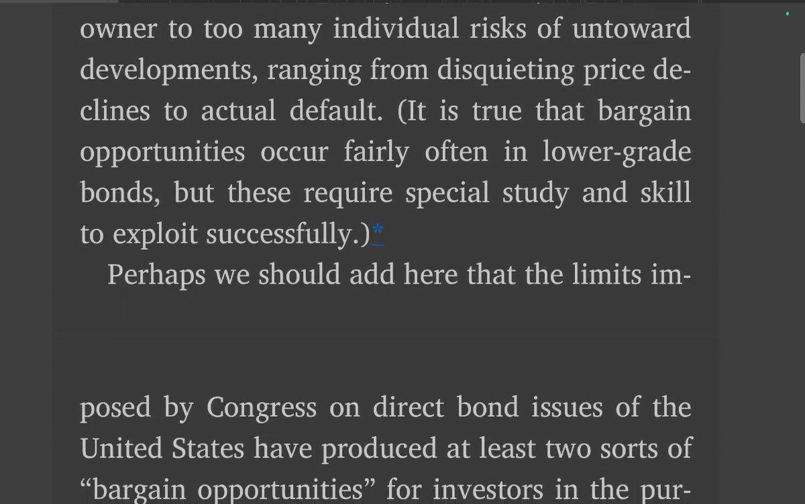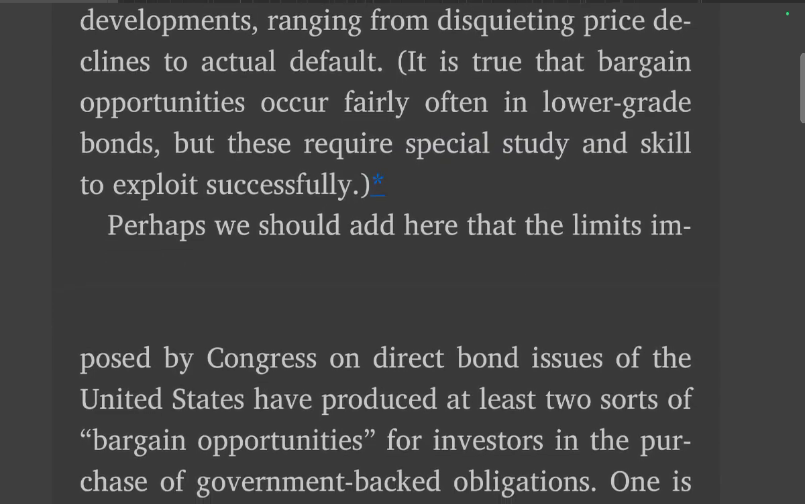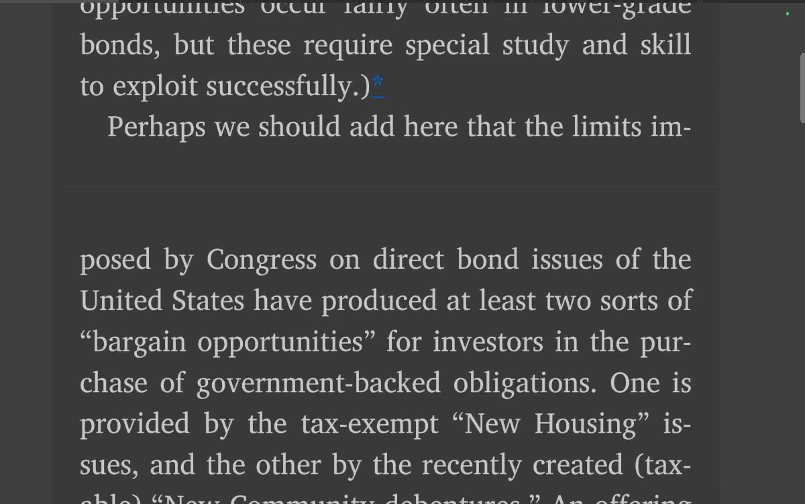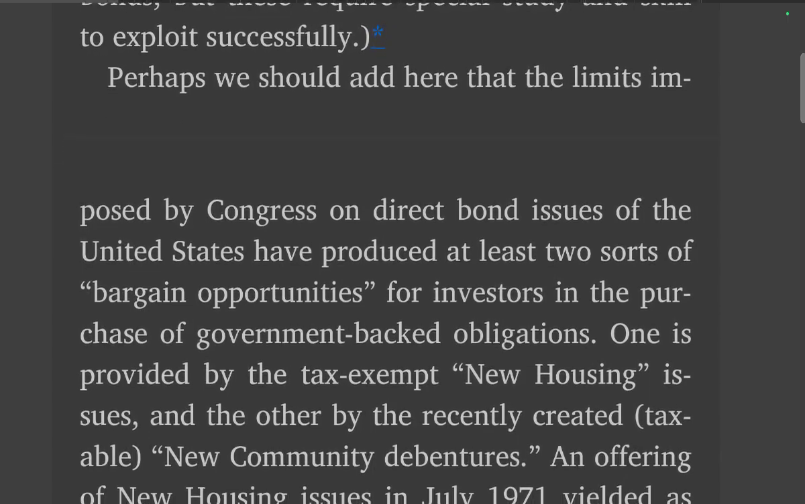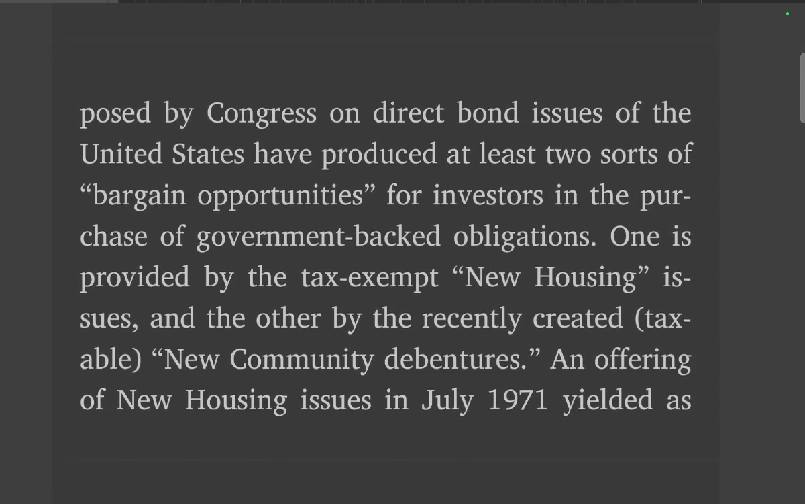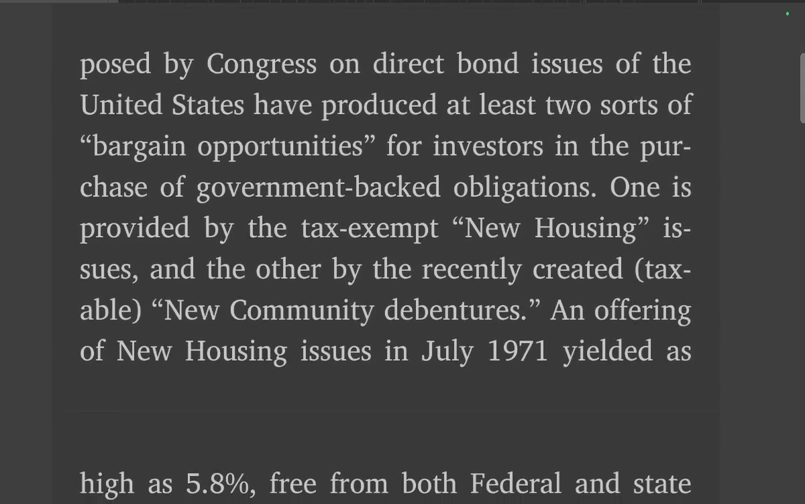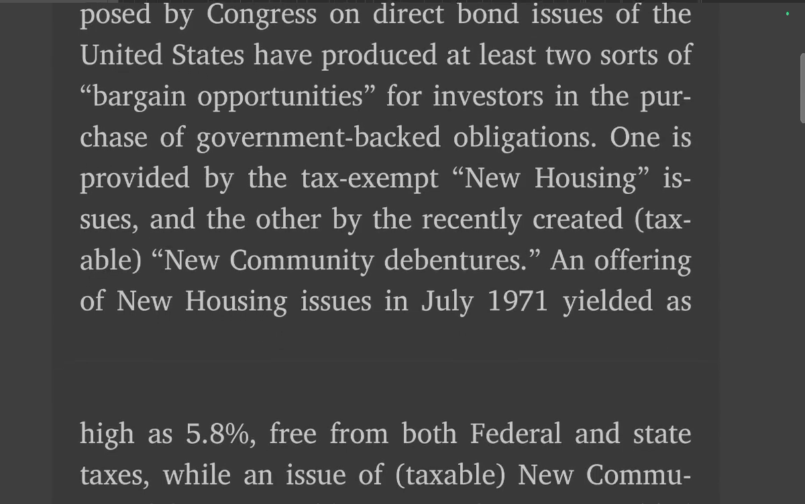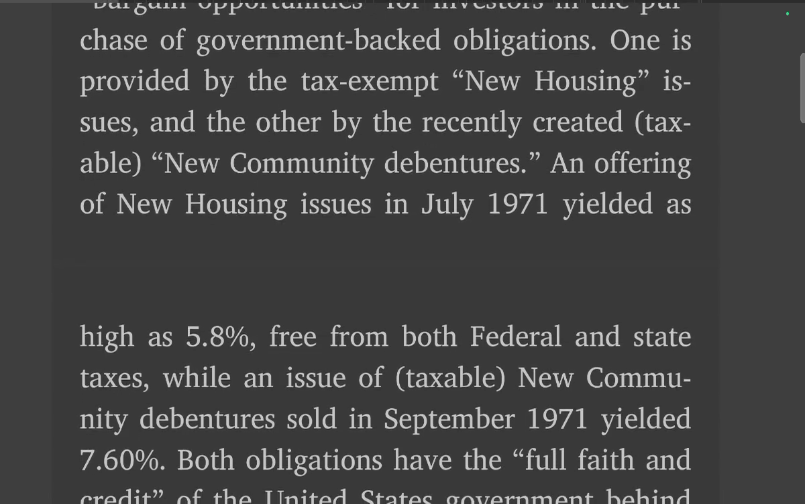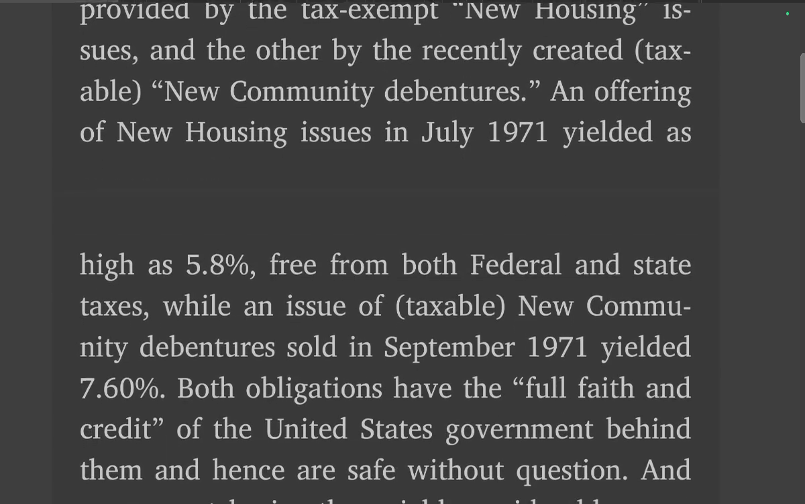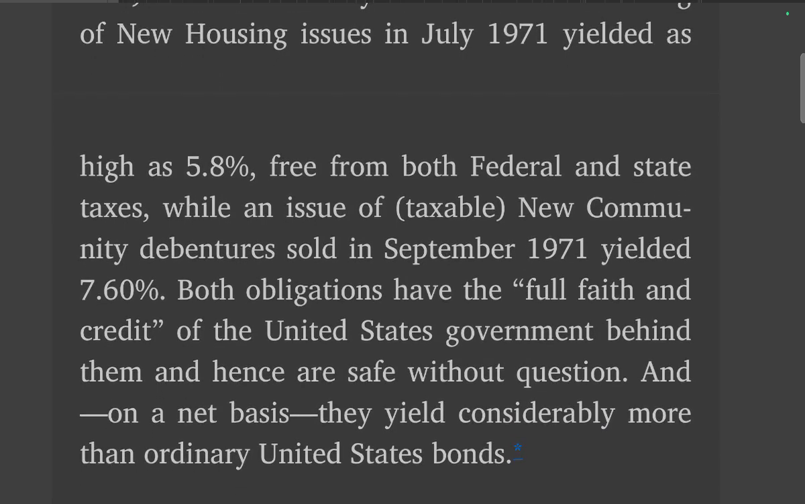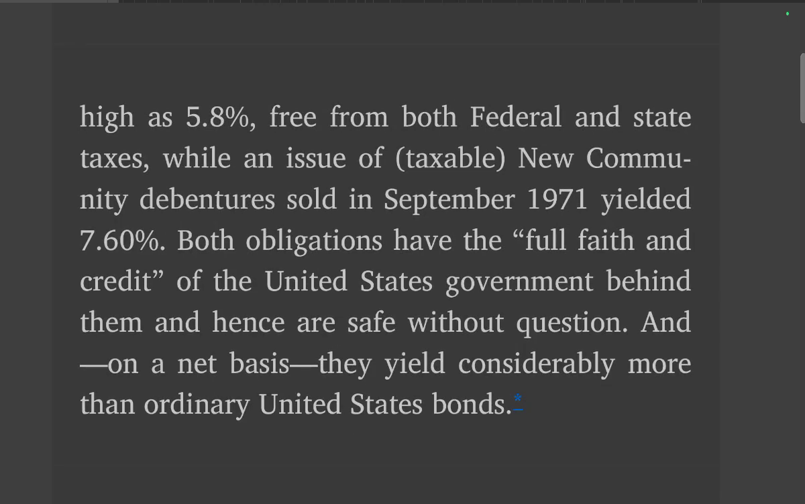skill to exploit successfully. Perhaps we should add that the limit imposed by the Congress on the direct bond issues of the United States has produced at least two sorts of bargain opportunity for investors in the purchase of government-backed obligations. One is provided by the tax-exempt new housing issues, the other is the recently created taxable new community debentures. An offering of new housing issues in July 1971 yielded a high of 5.8% free from both federal and state tax, while the issue of taxable new community debentures sold in September 1971 yielded 7.6%.